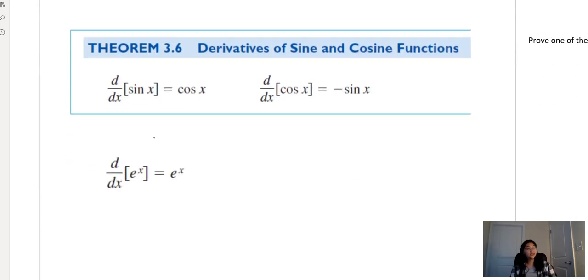So last thing, I think. Oh, no, it's not the last thing. Oh, well. So this is sine and cosine and e to the x. So our derivatives of these, if you think about them intuitively, I guess they mostly make sense. Maybe e to the x doesn't totally make sense.